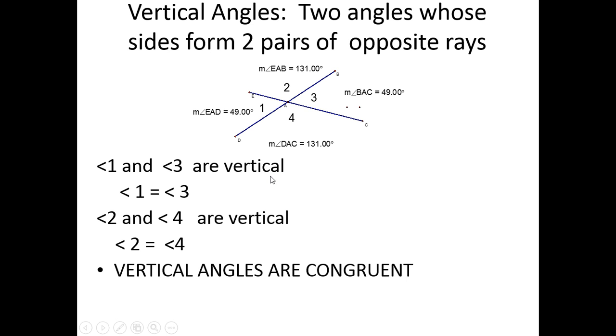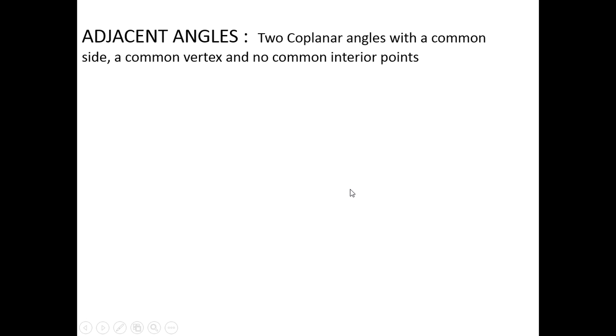So vertical angles can be concluded to be equal, and we'll have some problems in which all I have to do is give you one angle and the other three can be found. Or I give you one angle and another angle in terms of x, and you can solve for x. We'll see that coming up in a couple slides.